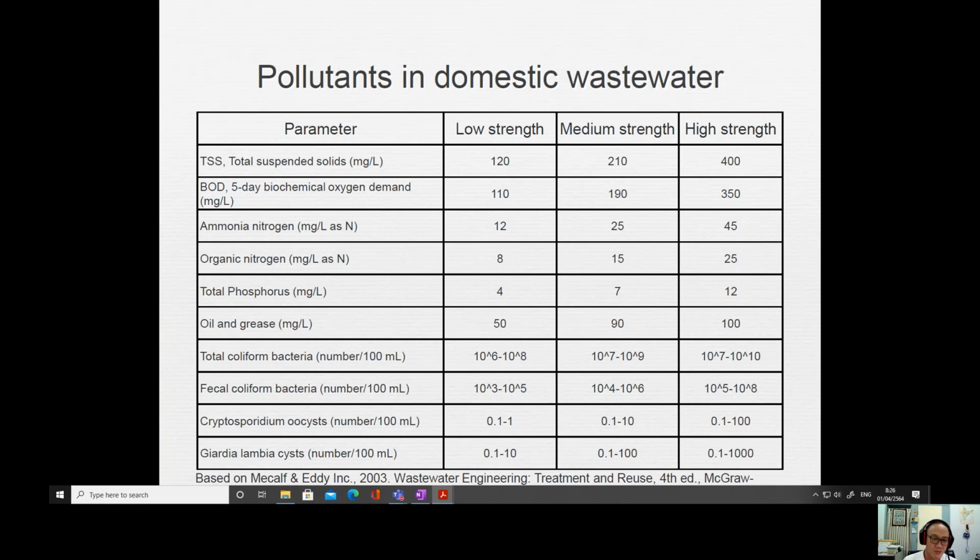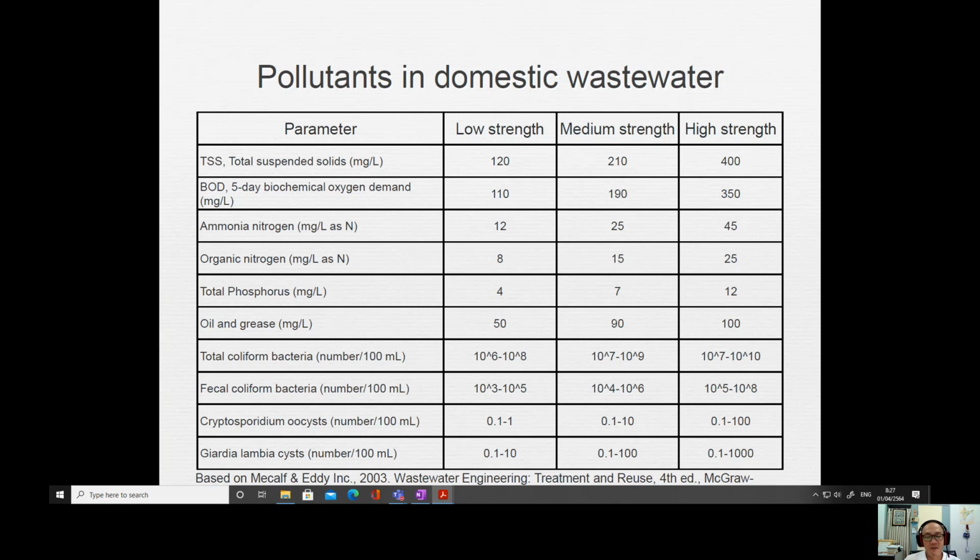So if it's associated with the organic molecules in proteins, the polymers of the proteins, this one we generally call organic nitrogen. But once it breaks down, we usually call it ammonia nitrogen. Combinations of these two are quite common in the domestic wastewater, so we generally find them in significant amounts along with the phosphorus.